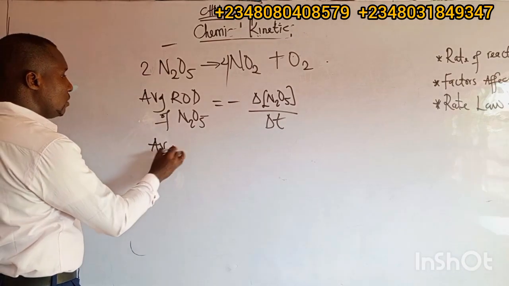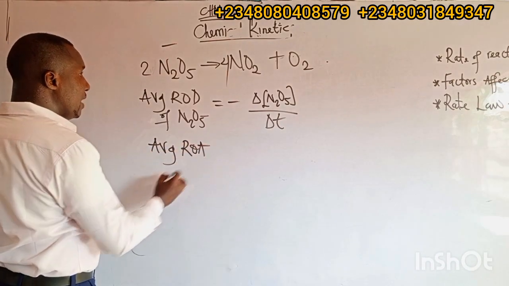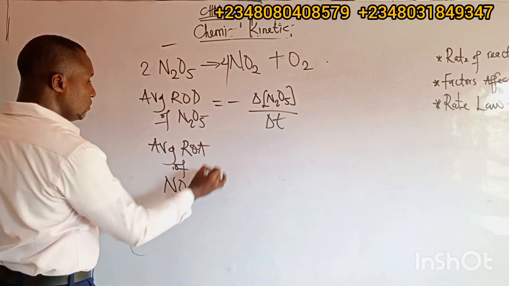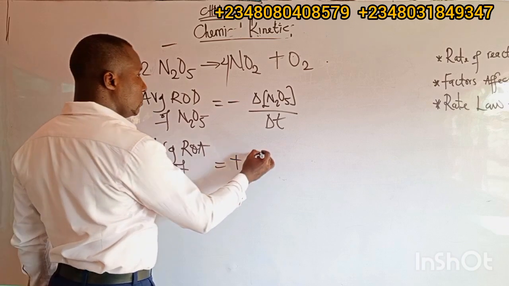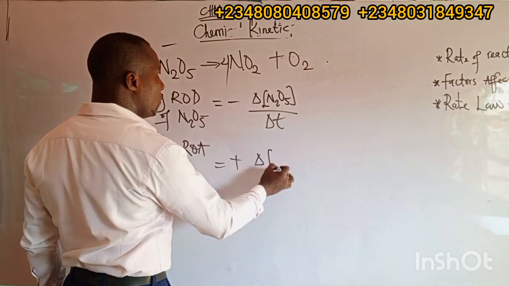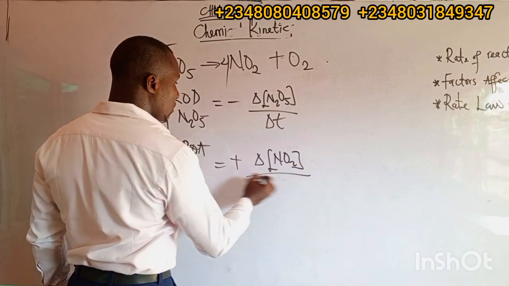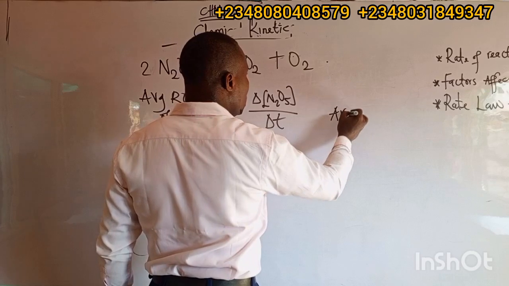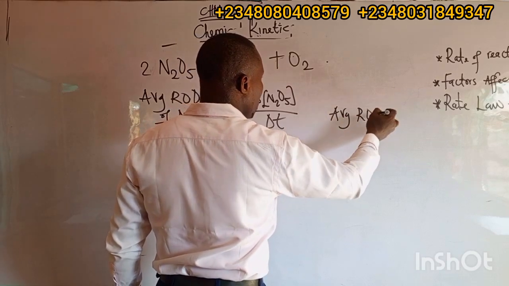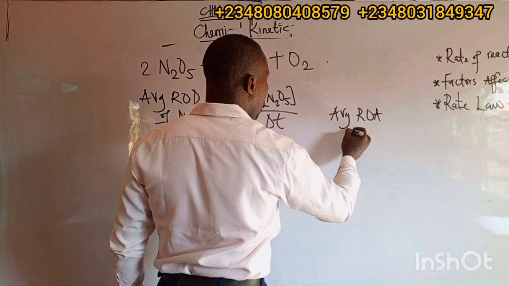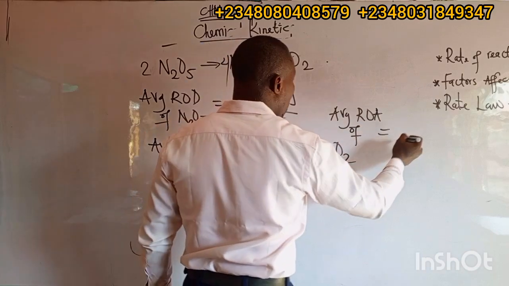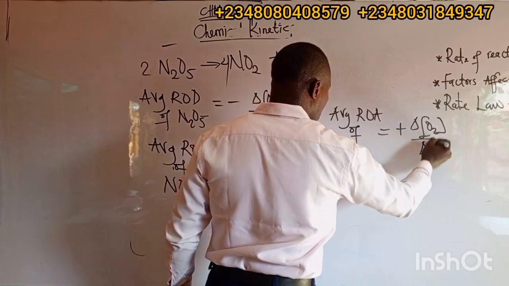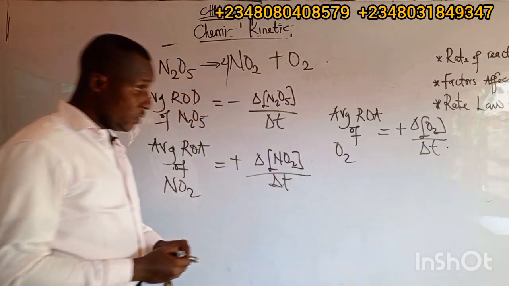Therefore, the average rate of appearance of the first product, NO2, is equal to plus change in concentration of NO2 with respect to time. For O2, the average rate of appearance of O2 will be equal to plus change in concentration of O2 over change in time. Take note of that.